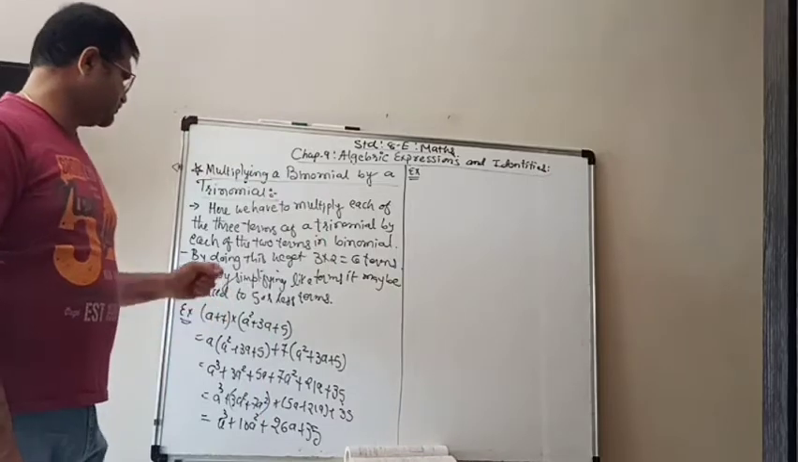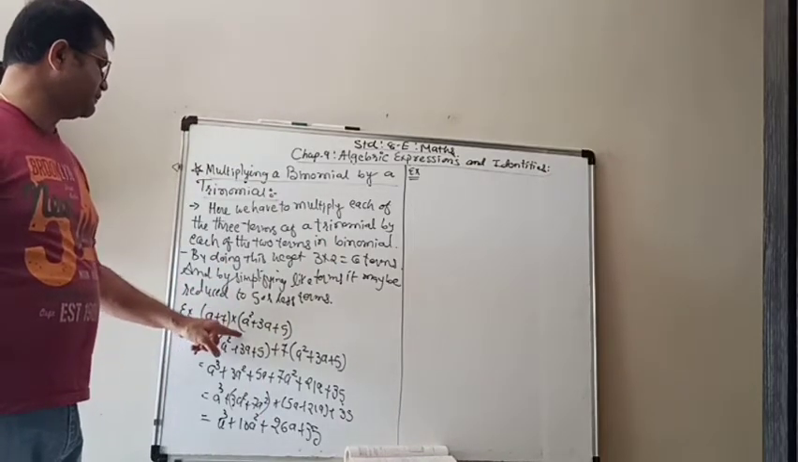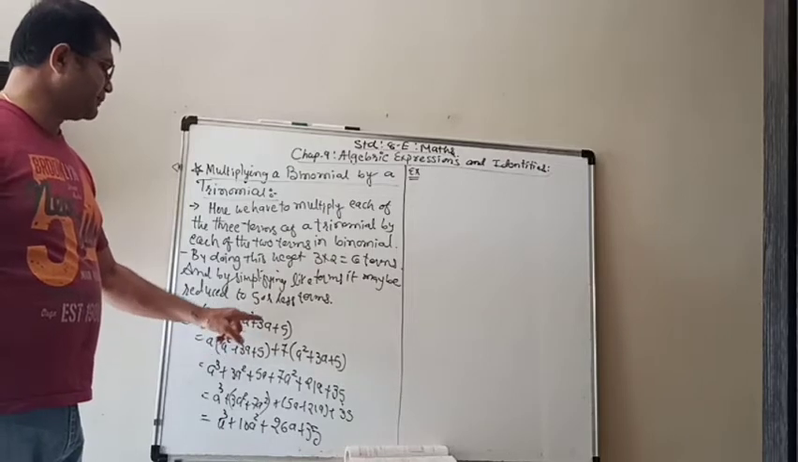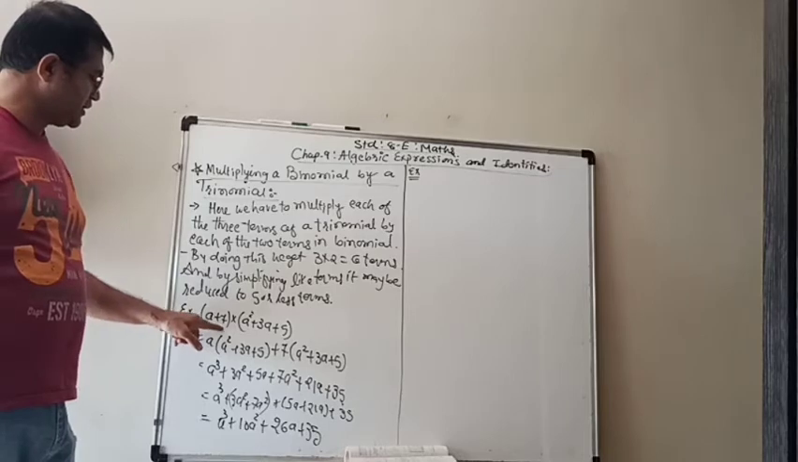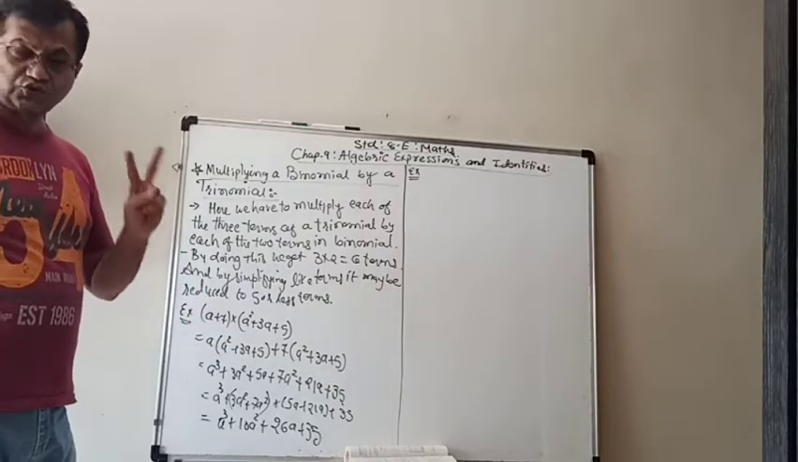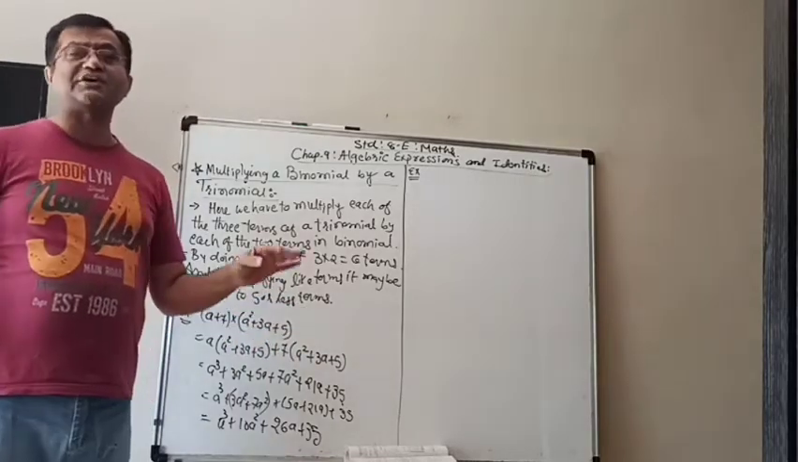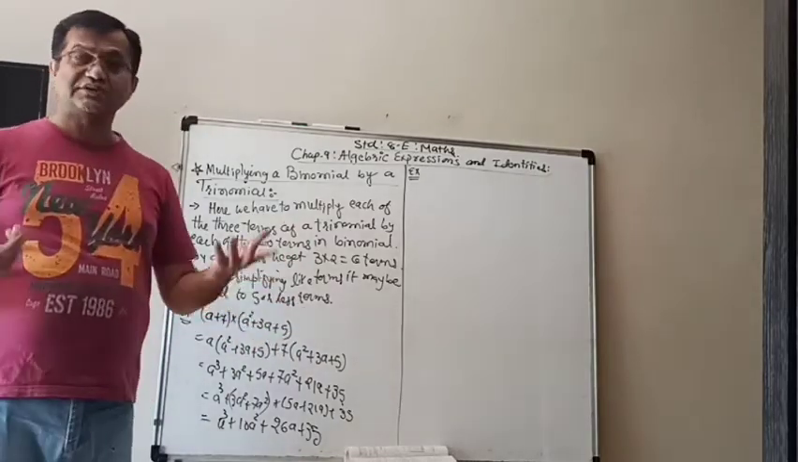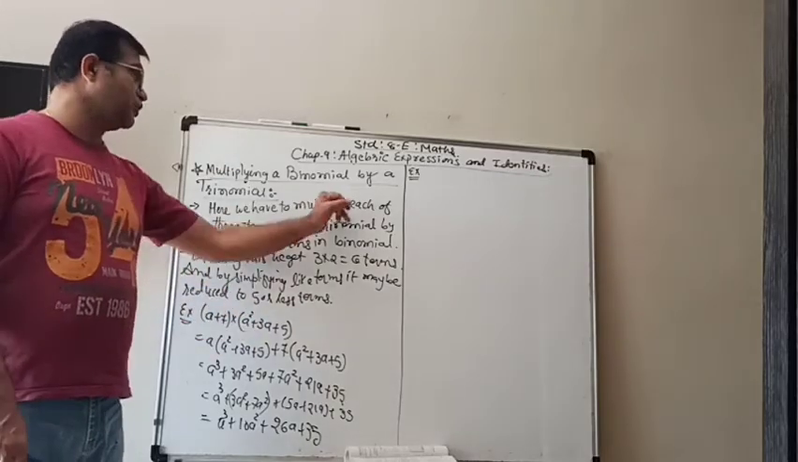Let us understand with an example: (a + 7) multiplied by (a square + 3a + 5). You can see that a + 7 has 2 terms, so it is a binomial, and a square + 3a + 5 has 1, 2 and 3 terms, so it's a trinomial. So, a binomial by a trinomial.